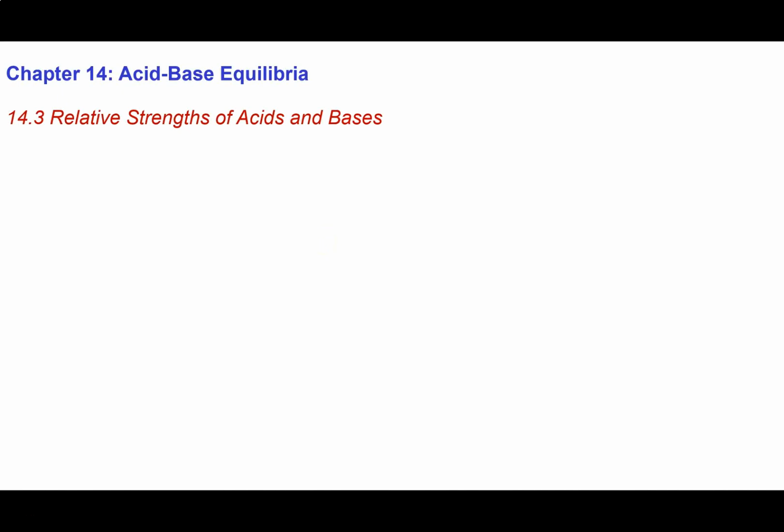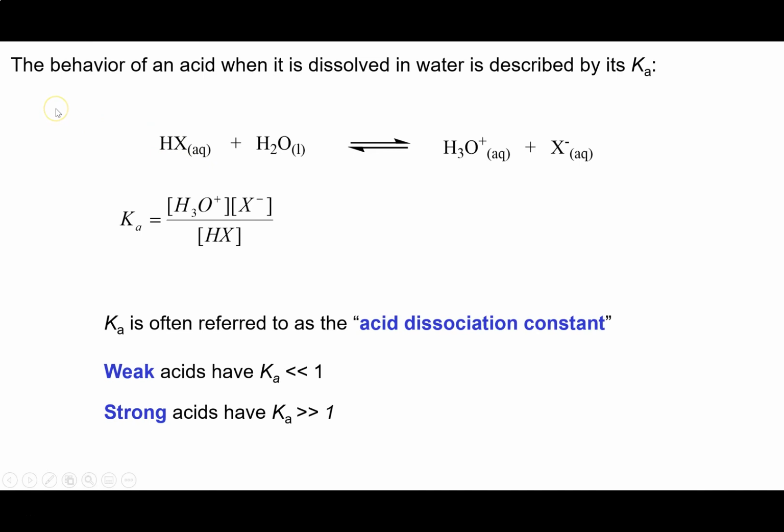In this section, we'll be looking at what determines the relative strength of an acid or base. So we know that the behavior of an acid when it's dissolved in water can be described by its Ka. We call this the acid dissociation constant, or sometimes it's called the ionization constant for an acid. They're the same thing. And when an acid is dissolved in water, it donates a proton to the water, which functions as the base. This forms the hydronium ion and an anion.